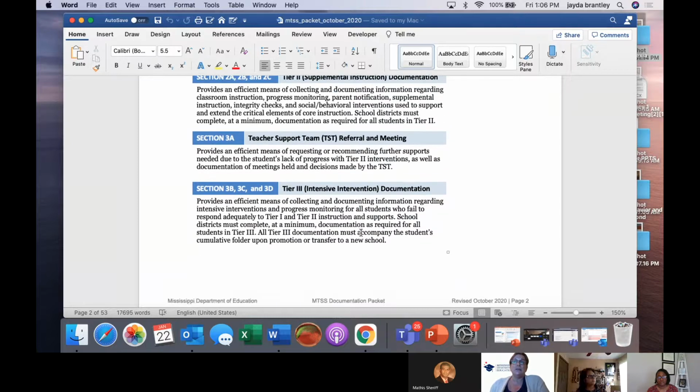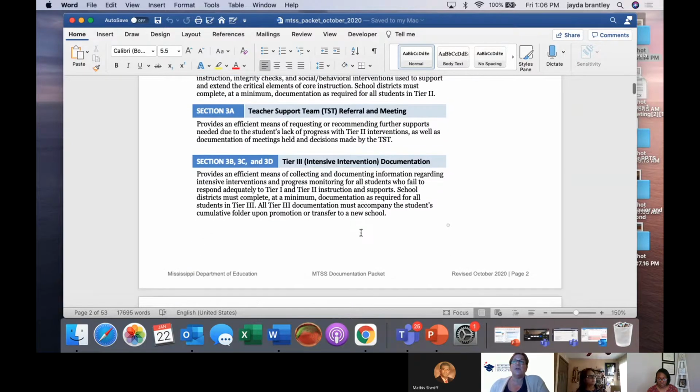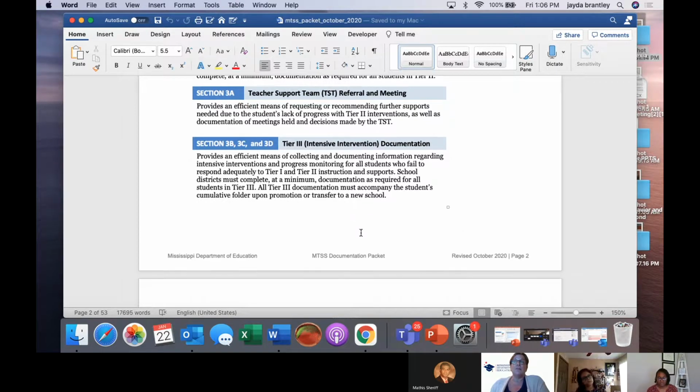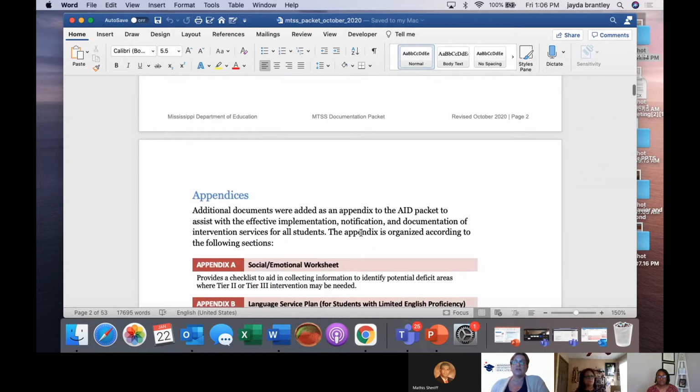3A is the TST referral and meeting sheet. 3B, 3C, 3D is our Tier 3 intensive documentation. It's very similar to the Tier 2 supplemental documentation sheet in that this is where you're going to record the deficit area and what you're going to do as far as conducting intervention and progress monitoring.